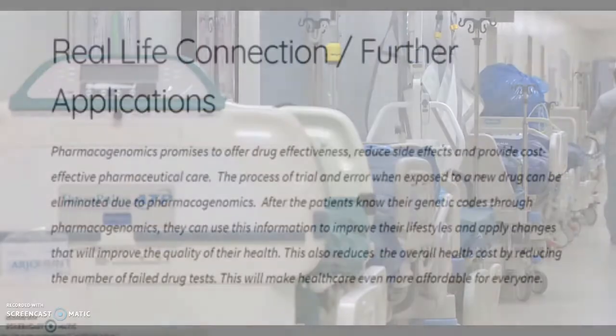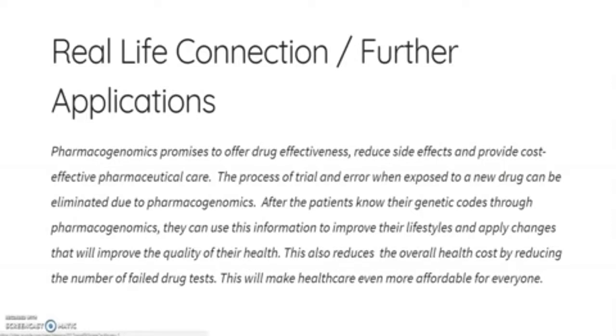The real-life connection is that pharmacogenomics promises to offer drug effectiveness, reduce side effects, and provide cost-effective pharmaceutical care. The process of trial and error when exposed to a new drug can be eliminated due to pharmacogenomics. After patients know their genetic codes through pharmacogenomics, they can use this information to update their lifestyles for healthier and better quality of their health. This also reduces the overall health cost by reducing the number of trials.